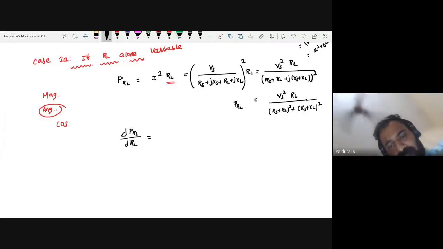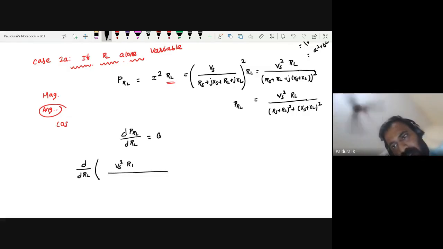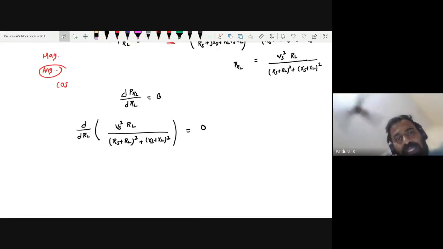What is the differentiation of power dissipation across RL with respect to RL is 0, right? So now d by dRL of this one: Vs squared RL divided by (Rs plus RL) the whole squared plus (Xs plus XL) the whole squared, equals 0. So here also same differentiation. So can I do that?